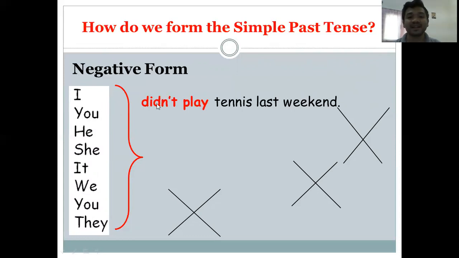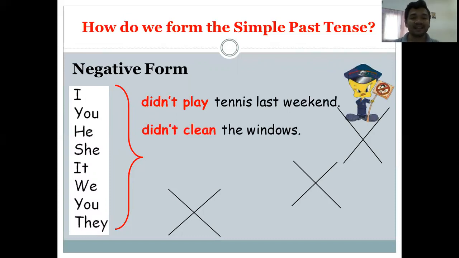So I didn't play tennis last weekend. Time expression. You didn't play tennis last weekend. He didn't play tennis last weekend. She didn't play tennis last weekend, and so on and so forth.